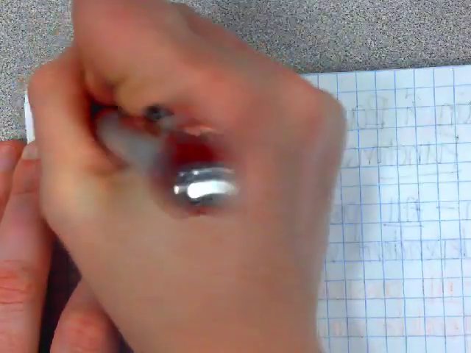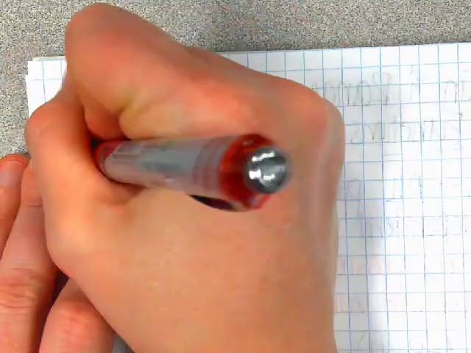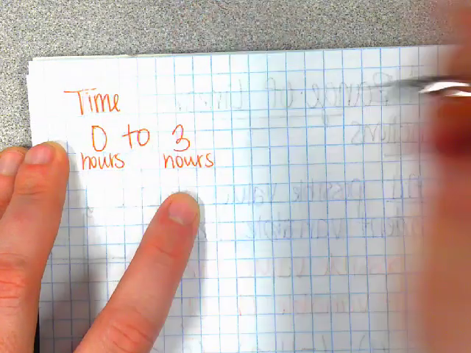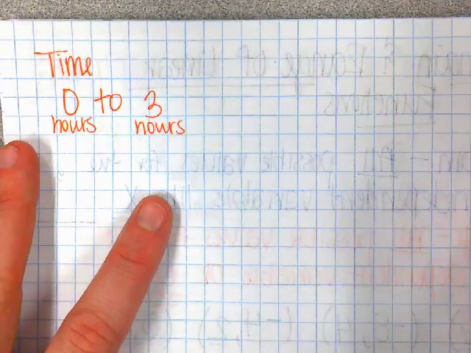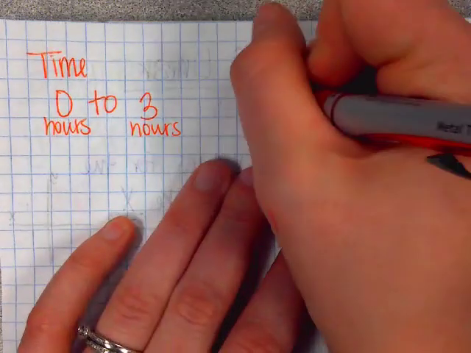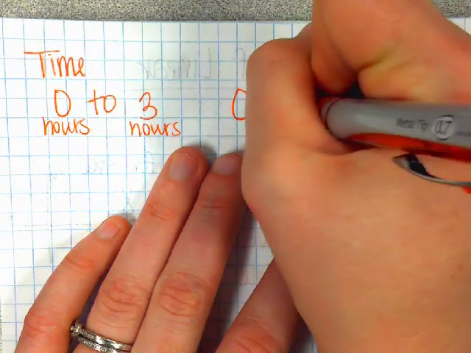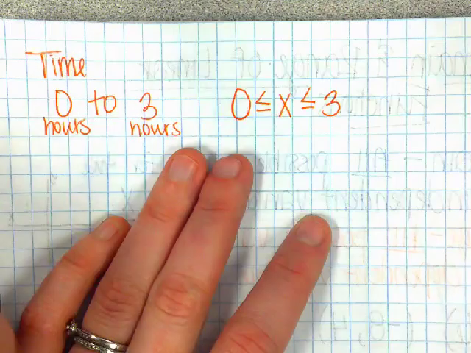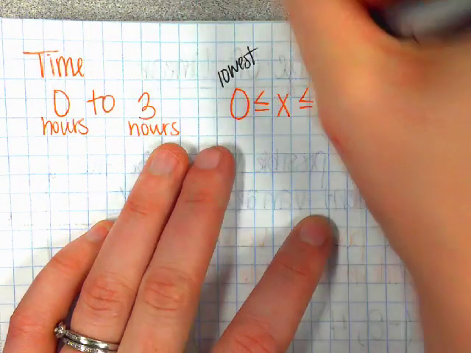If I said time could only be from 0 hours to 3 hours, so that's how long it takes you to get to Albuquerque, you would have to write it as 0 is less than or equal to x, and I'm going to explain this in just a second, less than or equal to 3.